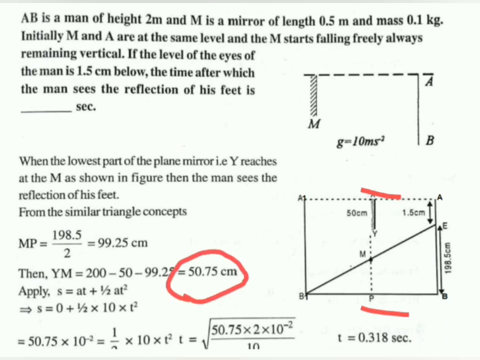And once you get this distance, it's a freely falling body. S is equal to ut plus half at square. U is anyway 0. Half into acceleration, and g value is taken as 10, into t square. And that will give you the time as 0.318. This is how you can find out the answer for this question.